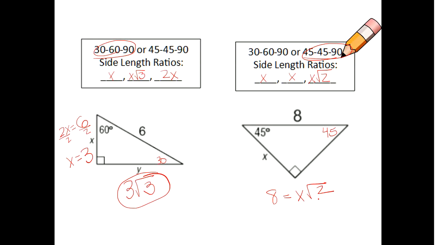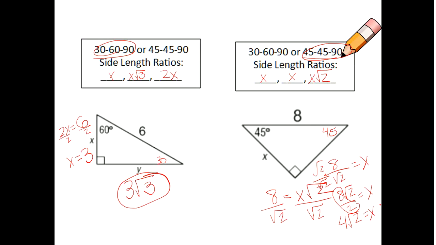So if we solve for x, I'm going to divide by the square root of 2 on the top and the bottom, right? So I'll get 8 over the square root of 2 equals x. Well, I can't have the square root of 2 on the bottom, so I'm going to multiply the top and the bottom by square root of 2. I'm going to be given 8 square roots of 2 all over 2 equals x. Well, 8 divided by 2, that simplifies. So I actually get 4 square roots of 2 equals x for my final answer.